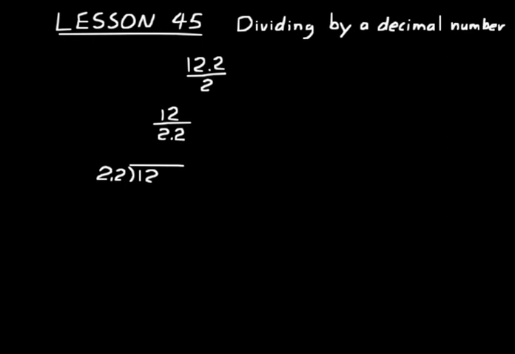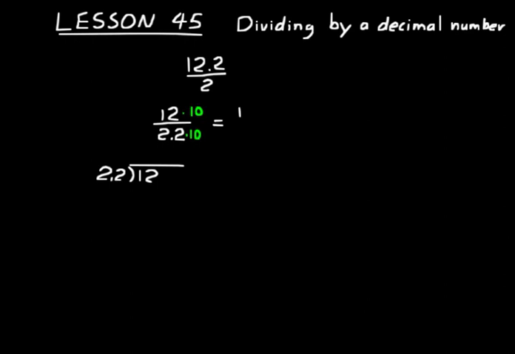Here's what you can do. You can multiply above and below, or multiply the numerator and denominator by multiples of 10 until you get rid of the decimal place in the denominator. For example, on 12 divided by 2.2, you have to just move the decimal place over one place, so you multiply above and below by 10. Remember, if you multiply the numerator and denominator by the same value, you don't change anything. You just change the way it looks.